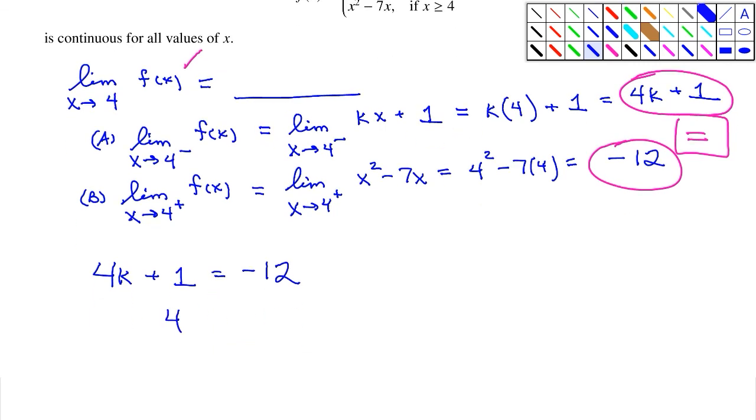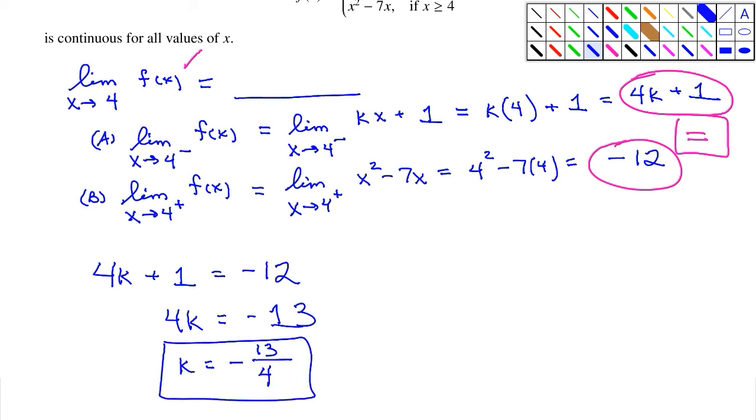So we're going to move the 1 over. We get negative 13. So k is equal to negative 13 over 4. And that's the value. So this is negative 12, and negative 13 over 4 is the value of k. That makes the left limit equal to negative 12 as well. We know that that's the function value as well because it's a polynomial with this bottom function. So everything is going to work out there.